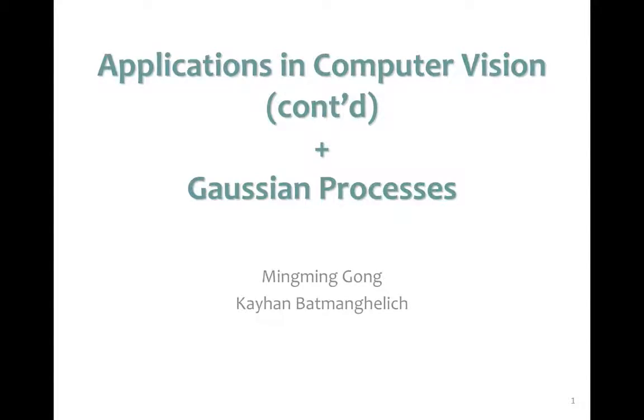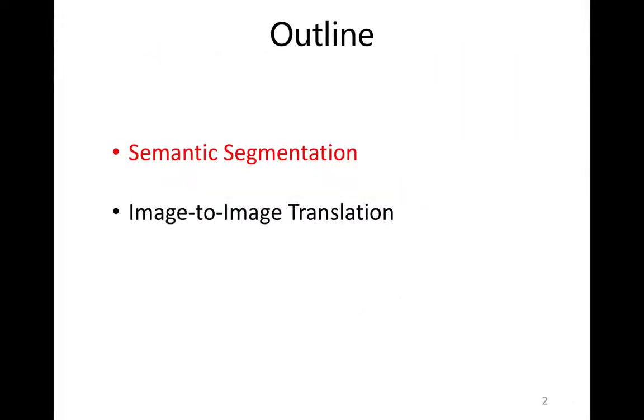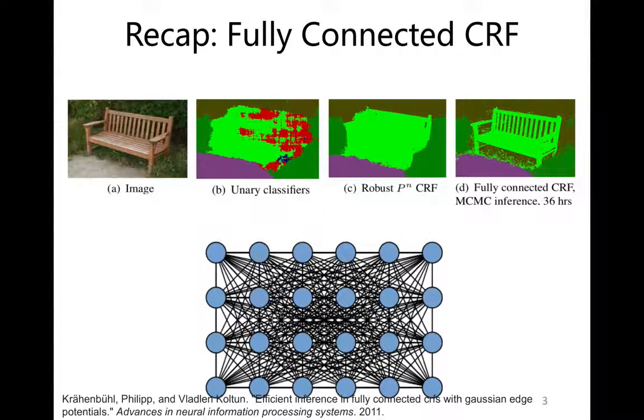Cool. Let's get started. So today we are going to continue with the application of the topics that we discussed previously on deep learning and graphical models. And if we have time, we're going to switch to Gaussian processes. Okay, so first let's review what we have learned in the last lecture.